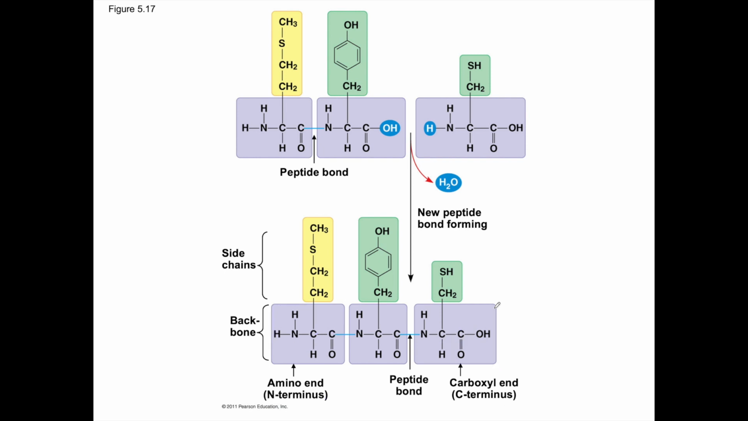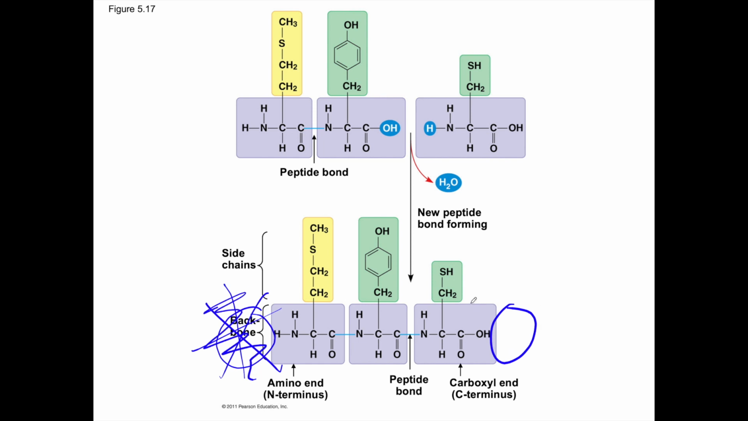And they actually don't just have 2 different ends. They actually have a beginning and an end. The reason for that is because your cells only have the ability to add new amino acids to the C-terminus. Okay, they cannot add them to this N-terminus over here. They can't do it.